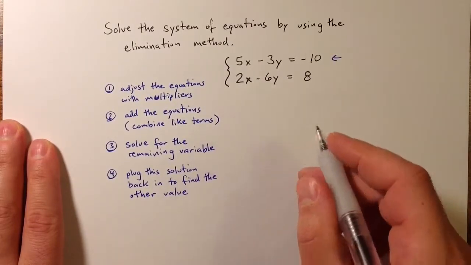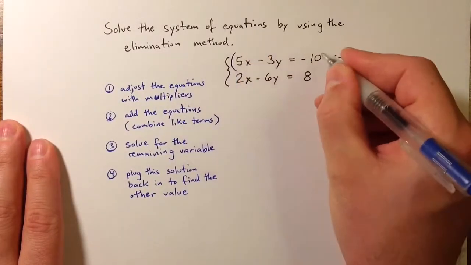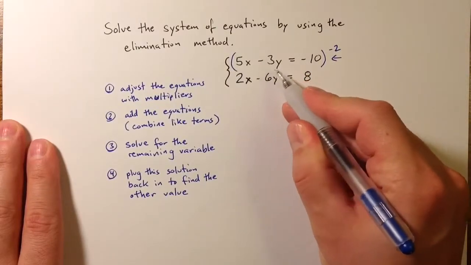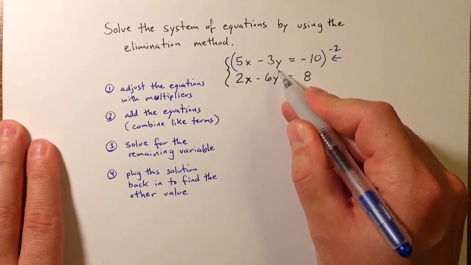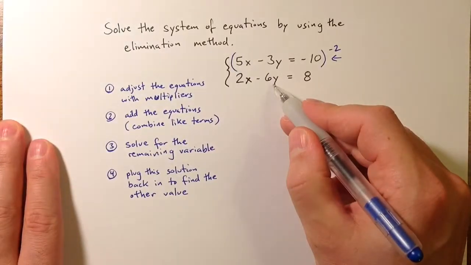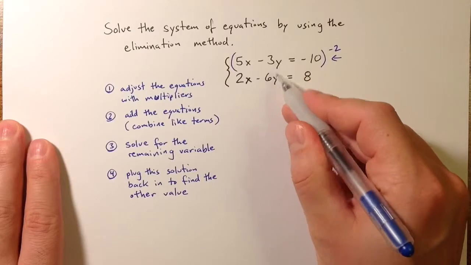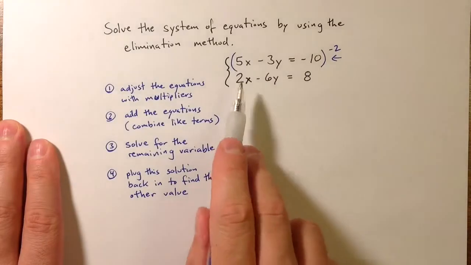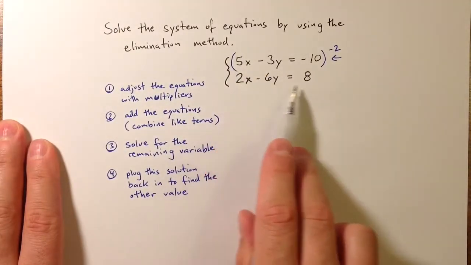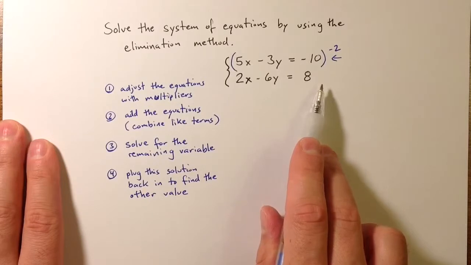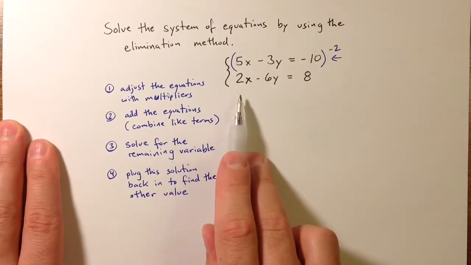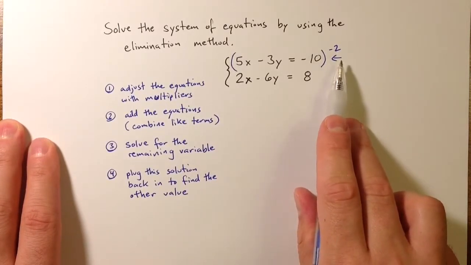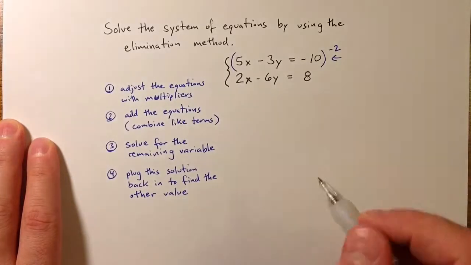The simplest adjustment that we can make is if we multiply the top equation by negative 2, that would turn negative 3y into positive 6y, which is the opposite of negative 6y, and it'll cancel out. Adding the equations together will then cancel out the y variable. We could also, multiplying by negative 2, then also multiply the bottom equation by a positive 5, and that would allow us to cancel out the x's. So there are definitely different ways that we can go about this. But the simplest way for this example is to multiply by negative 2.